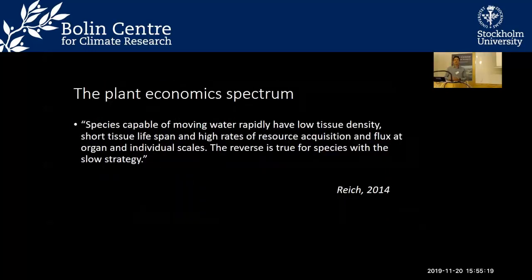So to build the models, we use one theory that is very useful, which is the plant economic spectrum, and I think it was Reich 2014 who came up with this. It's just trying to put all the plants on a spectrum from slow growing to fast growing. For example, a cactus is growing very slowly, and it also has a very slow economy and very low transpiration. In comparison, you can think about willow trees, very fast-growing species, which have high transpiration, high growth rate, and high mortality. So this is the basic ingredient of the model.